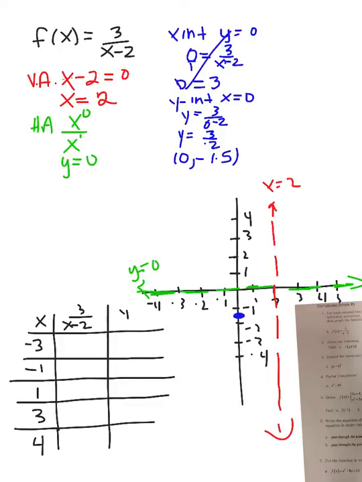So it's 3 over negative 3 minus 2. So that's 3 over negative 5. So that's negative 0.6. All right, so let's graph that. So I have negative 3, negative 0.6. So it's a little bit below the x-axis. So now let's try negative 1. So I have 3 over negative 1 minus 2. So that's 3 over negative 3, which is negative 1. So I have negative 1, negative 1.